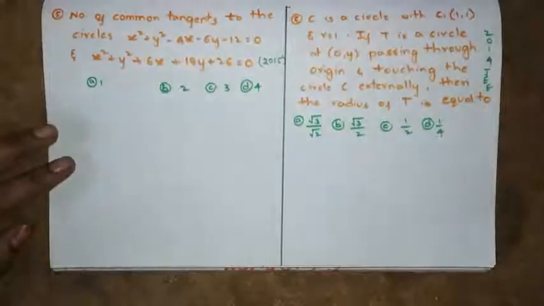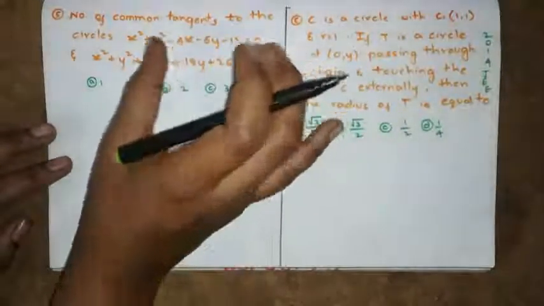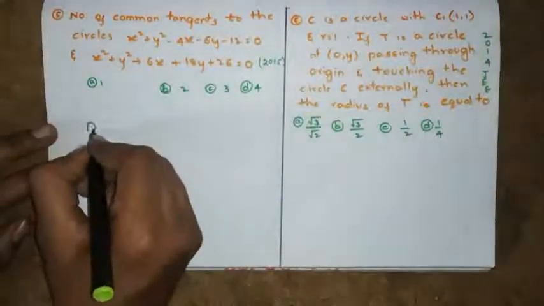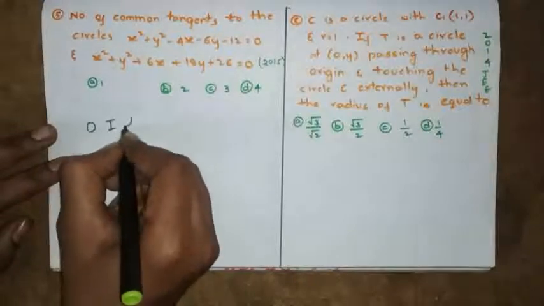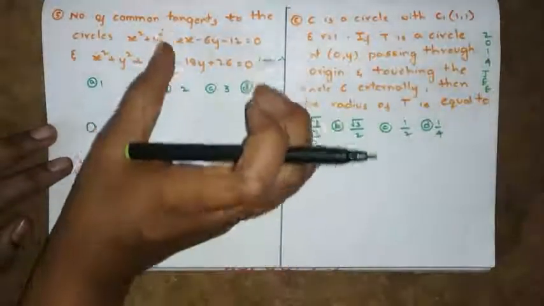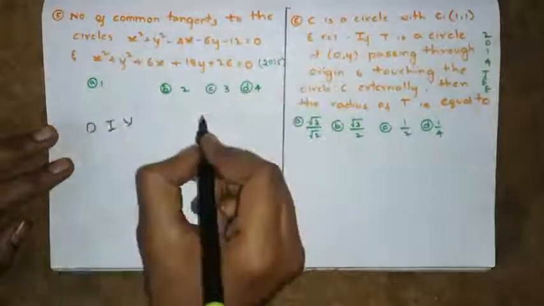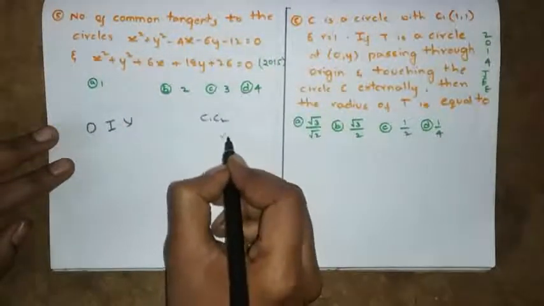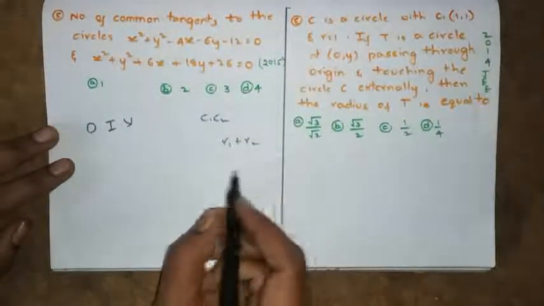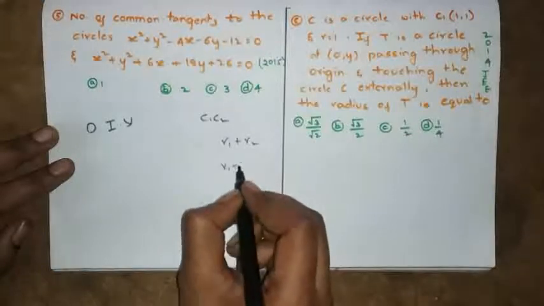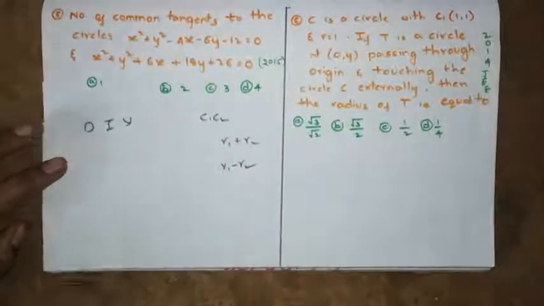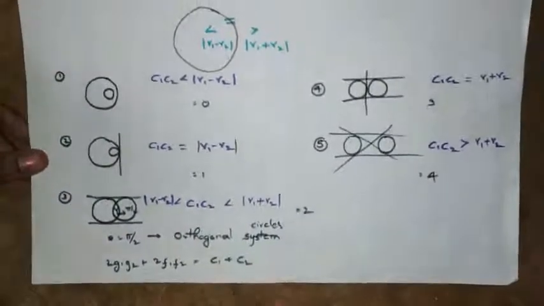Number of common tangents: I want to give it as a do-it-yourself. Just test C1 C2 against R1 plus R2, and if you want, R1 minus R2 also. Whatever condition you get, look at it and get the number of tangents.